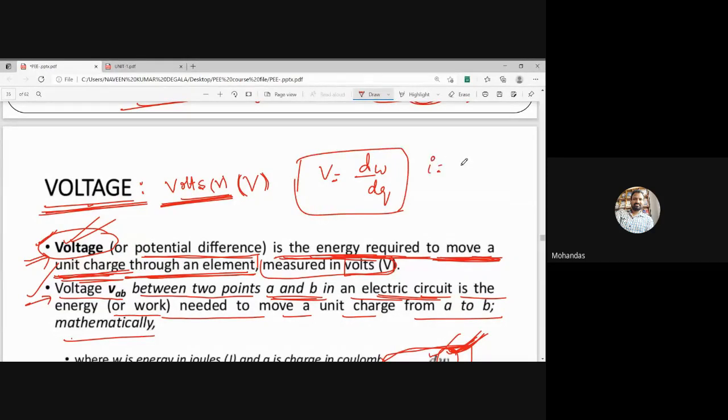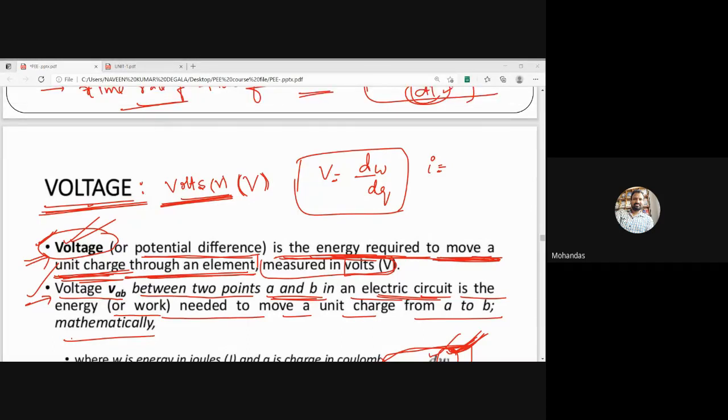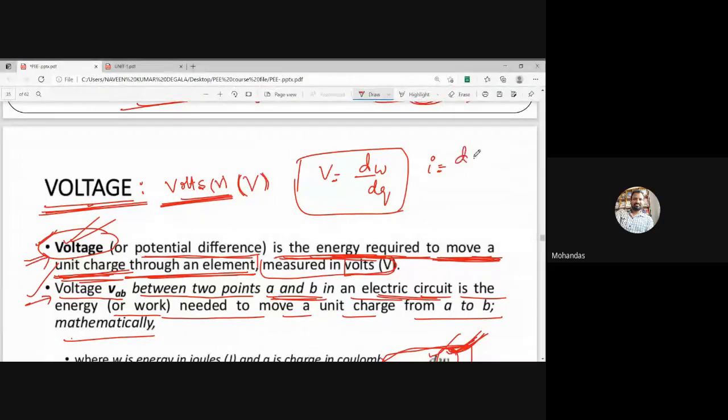Likewise, what is the I? I already discussed this. What is the I? Anybody from the class? Please. dQ by dt. Very good, Sri Varsha. Yes, sir. dQ by dt. I will use these expressions later.